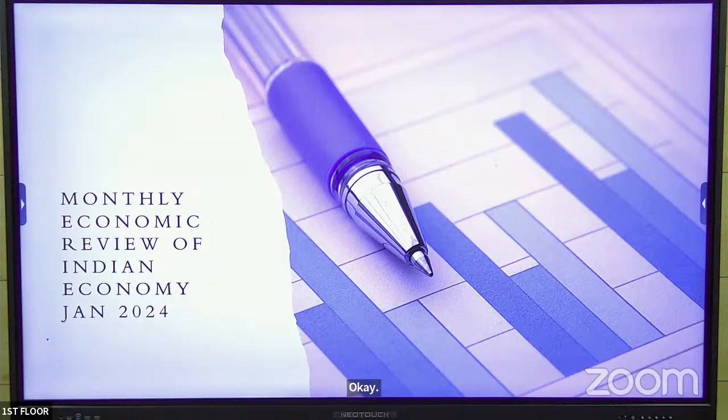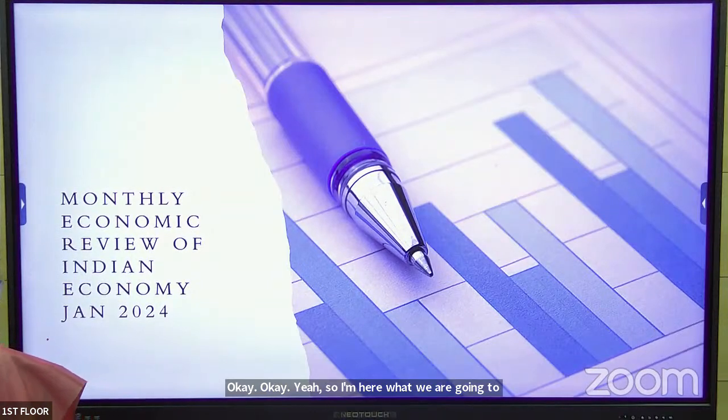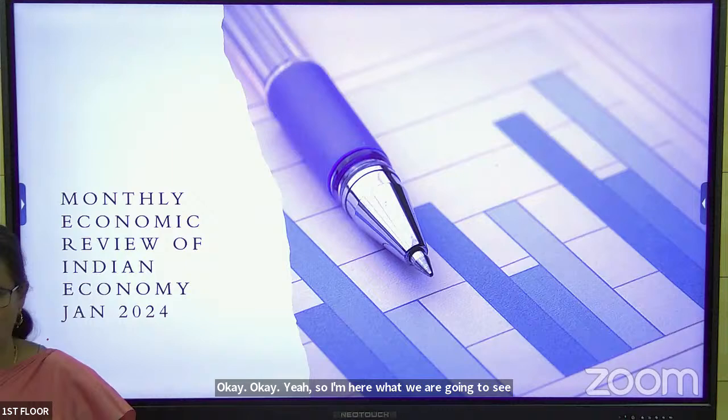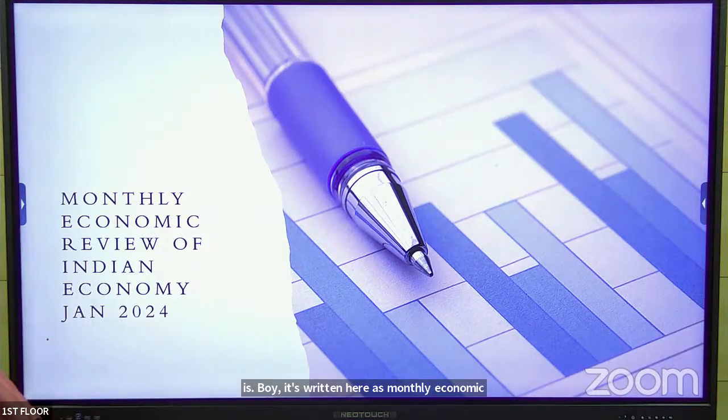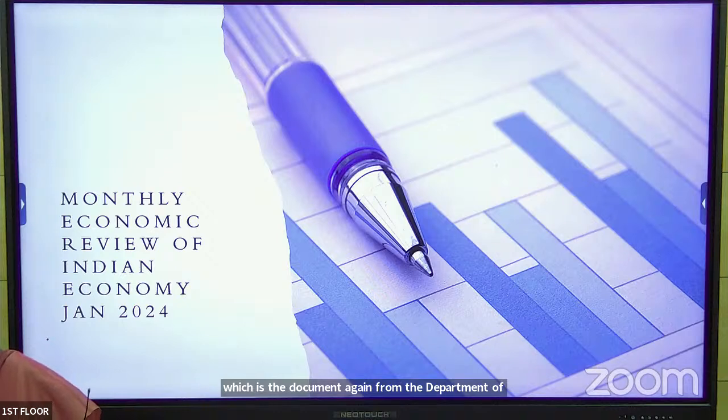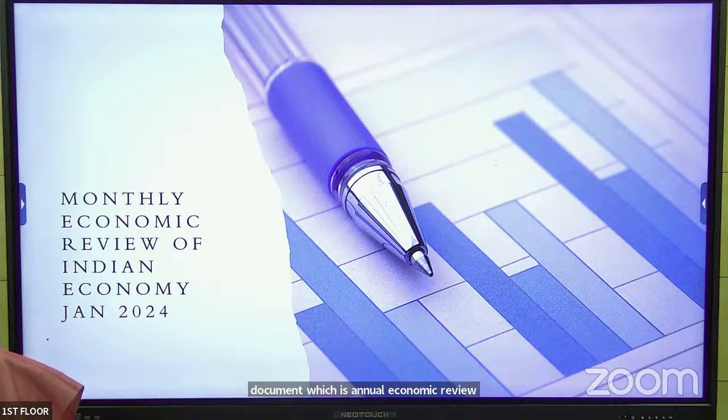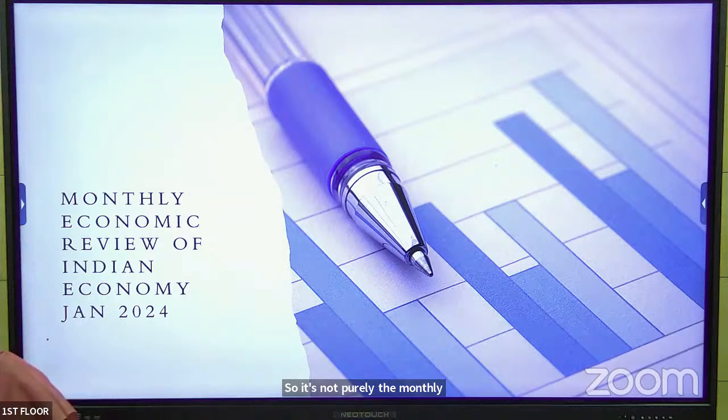Okay. So from here, what we are going to see is, though it's written here as monthly economic review, which is a document again from the Department of Economic Affairs, this has been integrated with another document which is the annual economic review. So it's not purely the monthly presentation. It is going to have 1 year's data tables and charts in it.